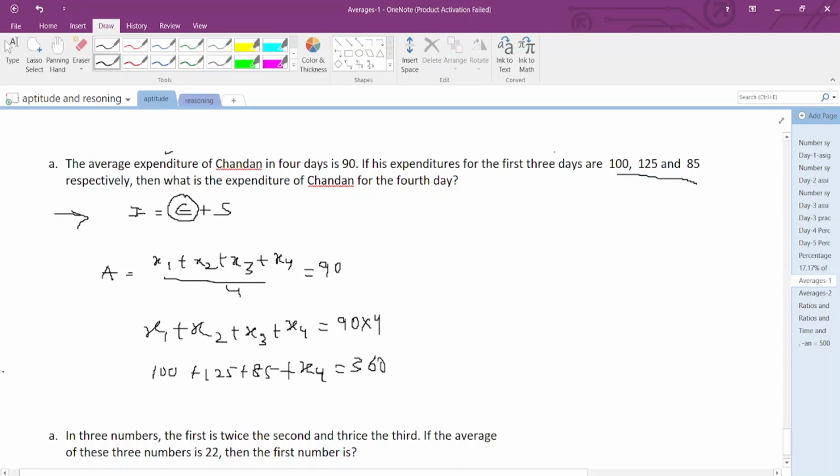సో మనకు ఇప్పుడు x4 ను ఇటువైపు నుంచి ఈక్వల్ టు అవతల వైపు పంపిస్తే ఇట్ విల్ బికమ్ మైనస్, రైట్? x4 is equal to 360 minus, now do addition for all these things, 100 plus 125 plus 85 which is equal to 310, which means x4 is 50. So in this way you have to solve. So this is also basic formula for average. అంతకు మించి ఏం కాంప్లెక్స్ లేదు.